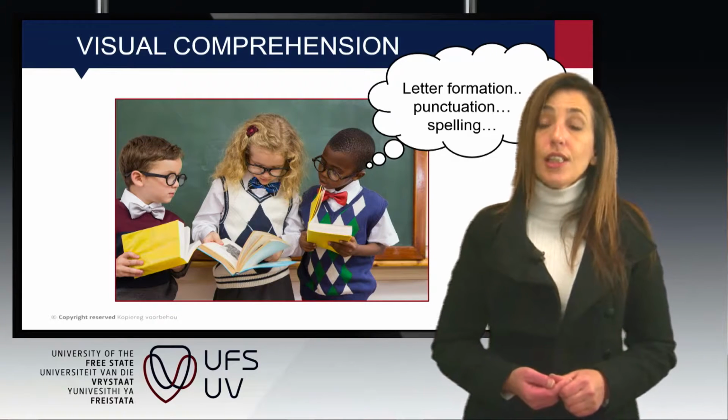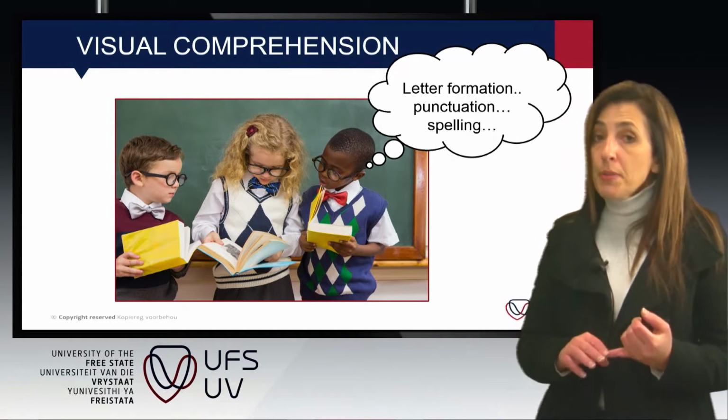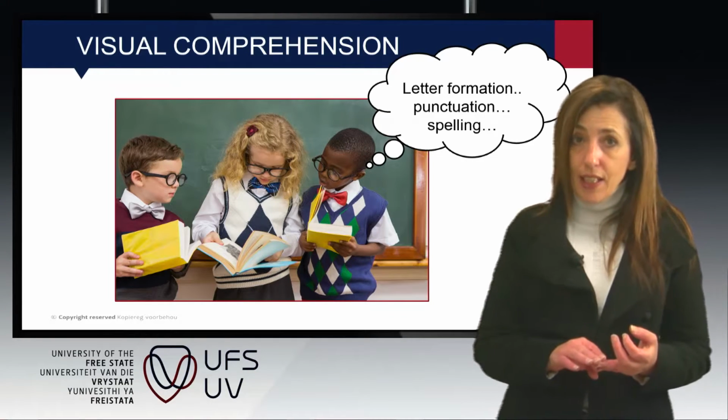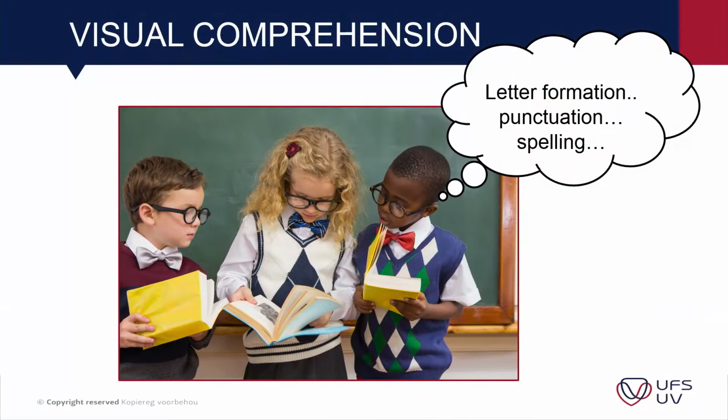Visual comprehension is forming concepts with what the eyes see, which is needed for problem solving, abstract thinking, and drawing conclusions. For children in grade 3, you can ask the class to proofread a sentence that has some errors in it. They have to find and correct the mistakes in letter formation, punctuation, and spelling.